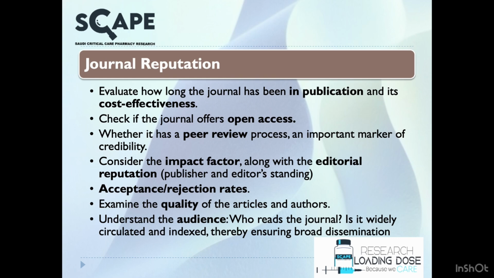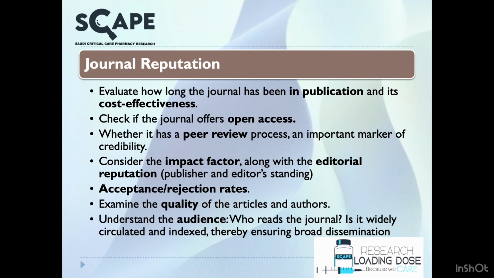Journal reputation is very important. Evaluate how long the journal has been in publication and its cost effectiveness. Check whether the journal offers open access, whether there is peer review, at least 2 reviewers independently, and how long the process of peer review takes. Some journals take 1 week, 2 weeks. No, it actually takes time. It takes a long time for the peer review process.